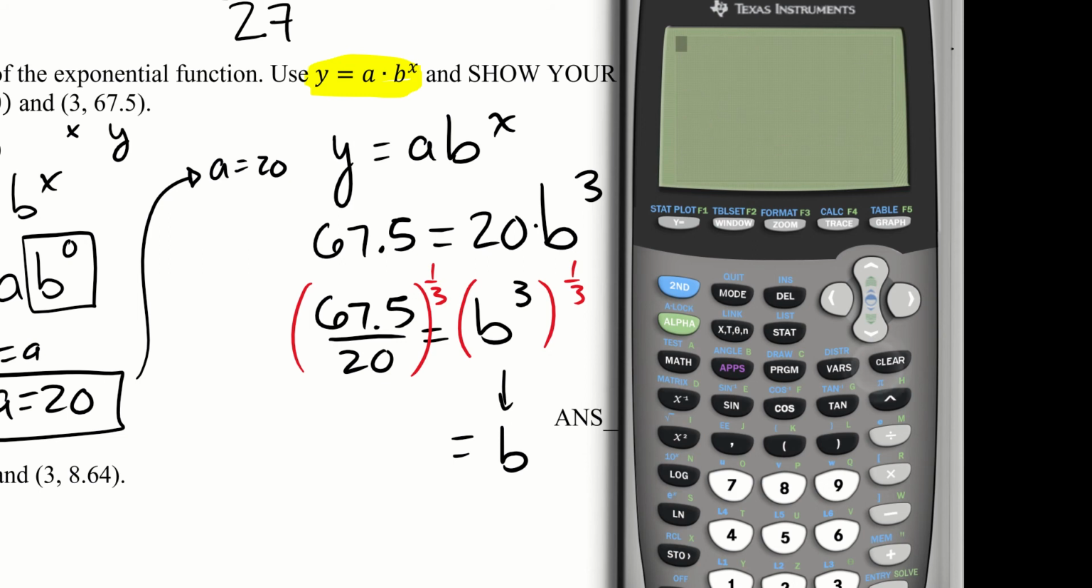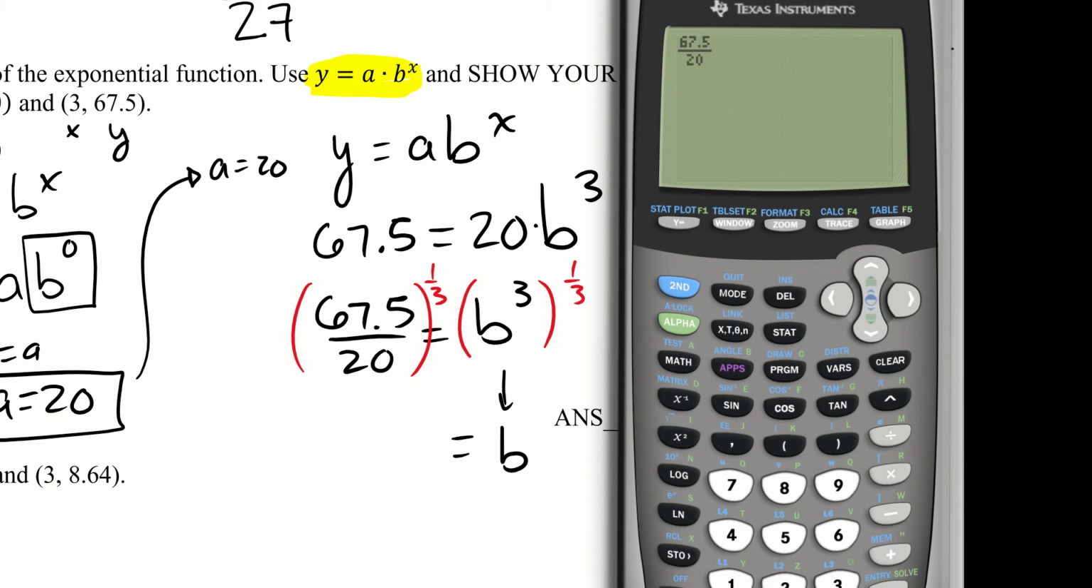So let's clear the calculator. You know what? Actually, I'm going to do it a little bit better than that. Let me do it two ways. I'll do it with the fraction template, and I'll do it without. So I'm going to hit alpha F1 and grab the fraction template. In my numerator, I'm going to place 67.5, and then in my denominator, I'm going to place the number 20.